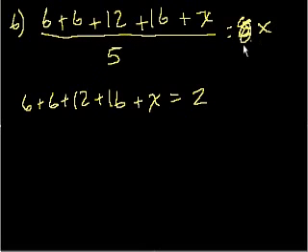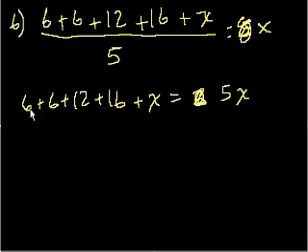The average is equal to x, right? So I have to multiply both sides by 5. I get 5x, right? This is the average. And they say the average is equal to x. Multiply both sides by 5. You get rid of the 5 in the denominator here, and you get 5x on the right-hand side.